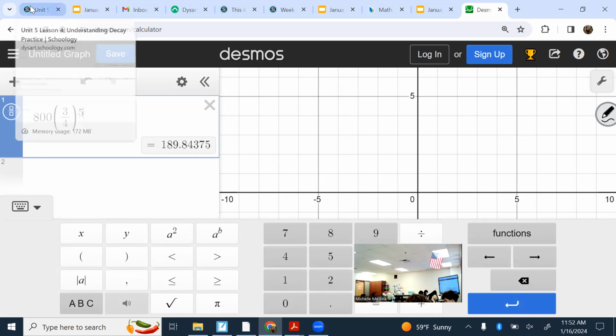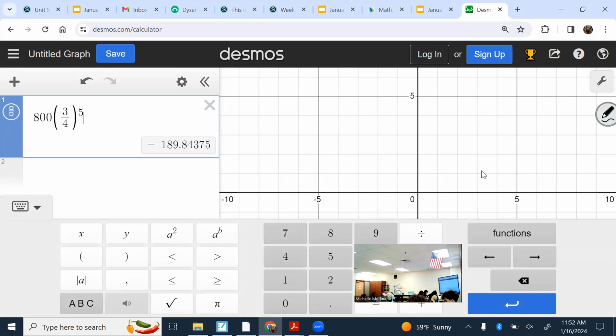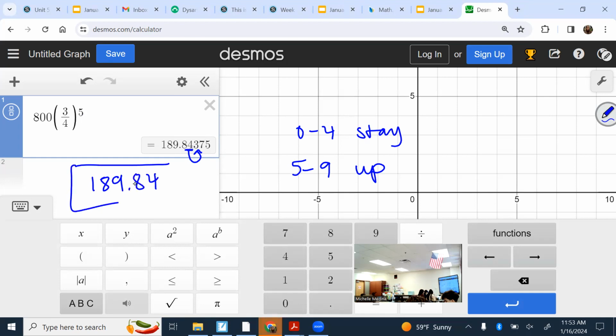So if this is what it says, let me see if it wants me to round anywhere specific. It says 100th. So how many decimal places is 100th place? 2 decimals. So that means wherever you need to round to, look to the right of that number. If the number to the right is 0 through 4, it stays the same. If it's 5 through 9, you round up 1. So should it be 189.84 or 189.85? Okay, good. That's what you should type in.